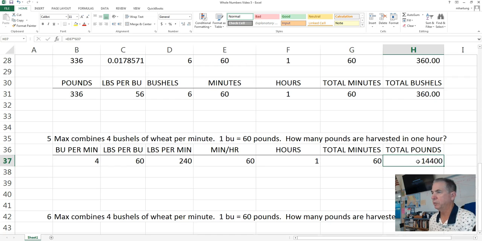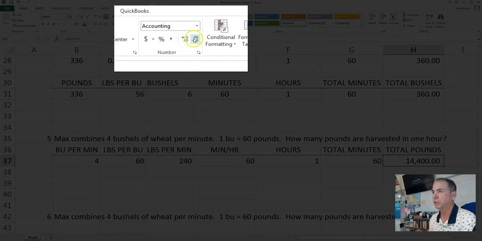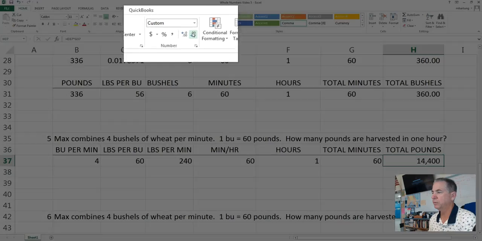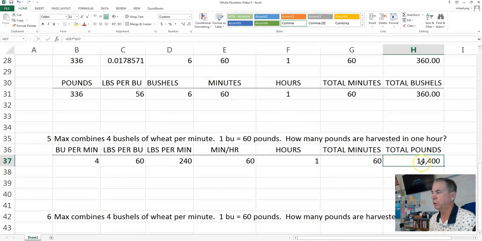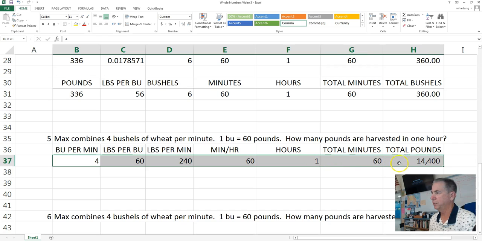And to make the number a little bit easier to read, we can come up and insert commas. And then if you want, because we do have no decimal places for this, we can decrease decimal places right here in the number group. So now we can clearly see we have 14,400 pounds harvested in a total of 1 hour, or a total of 60 minutes total. And if you want to, you could put all of these in the center.